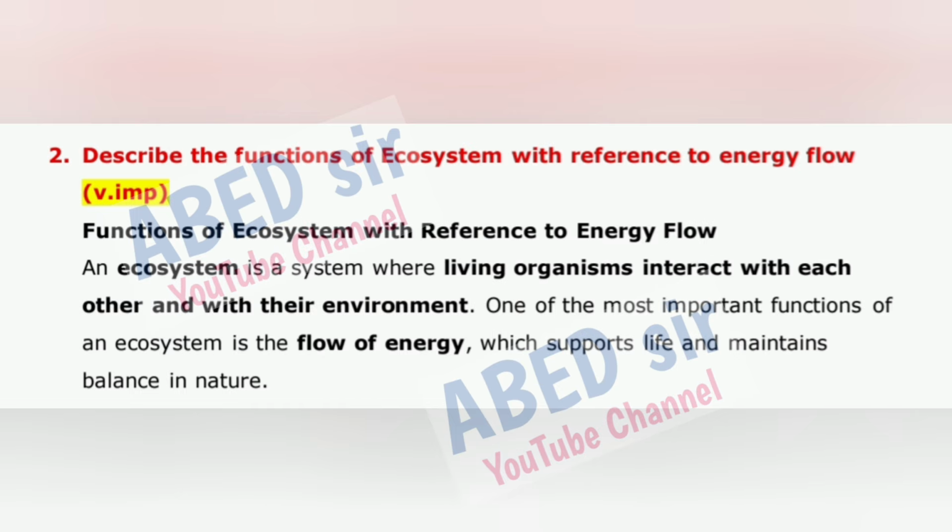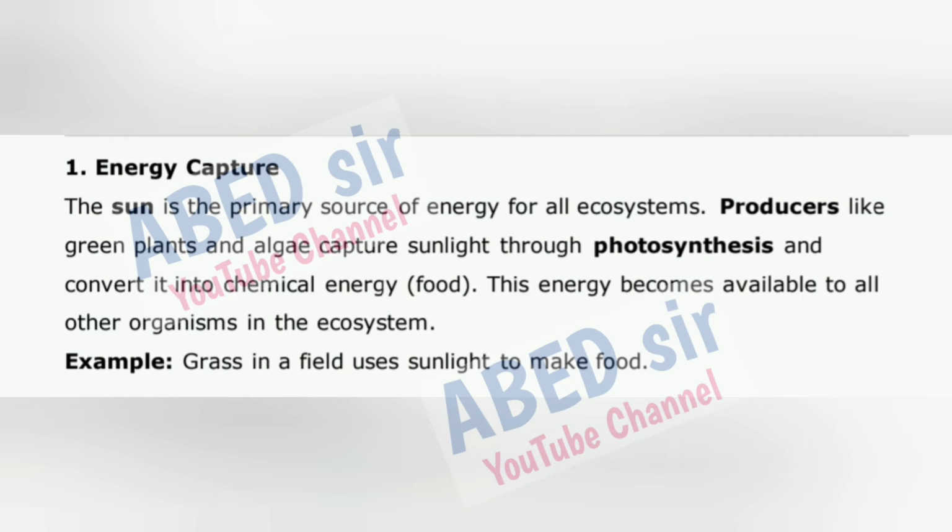Describe the functions of ecosystem with reference to energy flow. Functions of ecosystem with reference to energy flow. An ecosystem is a system where living organisms interact with each other and with their environment. One of the most important functions of an ecosystem is the flow of energy, which supports life and maintains balance in nature. 1. Energy capture.